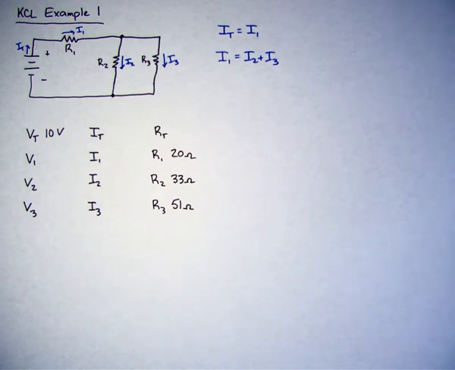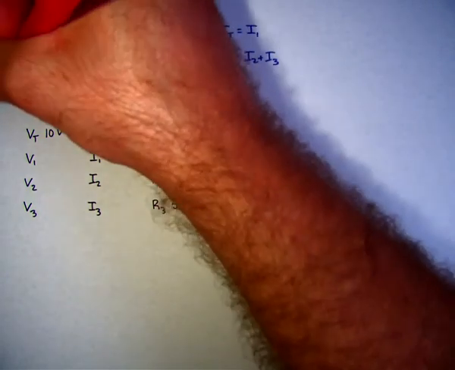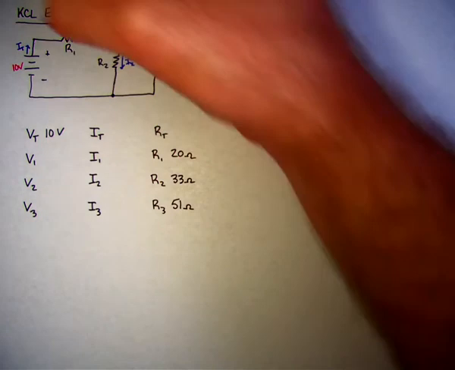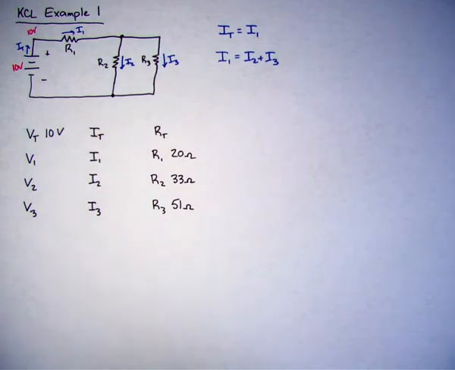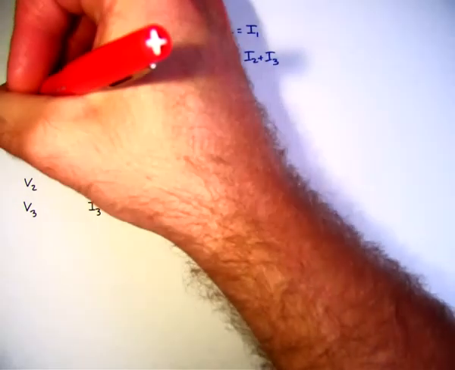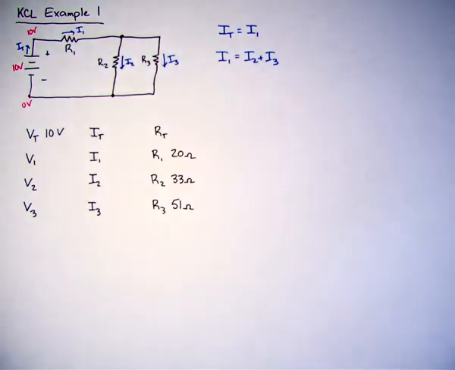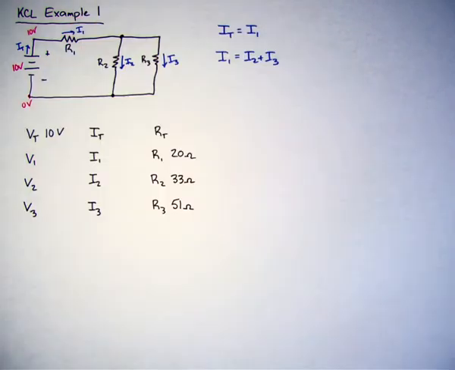Now the next thing I'm going to do is label the different voltages at some of the different spots. I know coming out of the power supply, since it's a 10 volt power supply, I have 10 volts at the very top because there's nothing in the way there. I know at the very bottom of the power supply I have 0 volts because I have nothing in the way there. So the potential here is just going to be 0 as well.